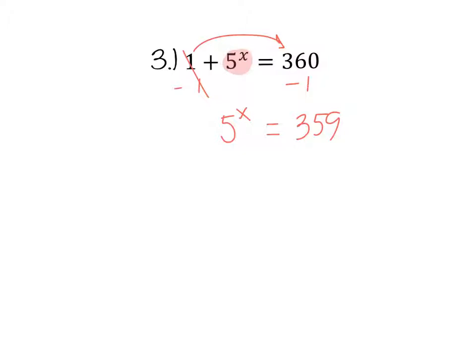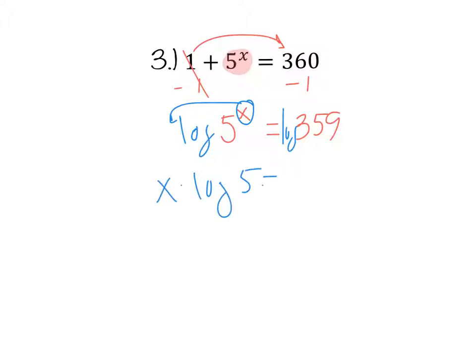359. Now that the base and the exponent are isolated, I can apply a log. Log to both sides, log to that side. That will allow me to take the exponent and move it out front, giving me x times the log of 5 equals the log of 359. I will then just divide the log of 5 over to the other side.